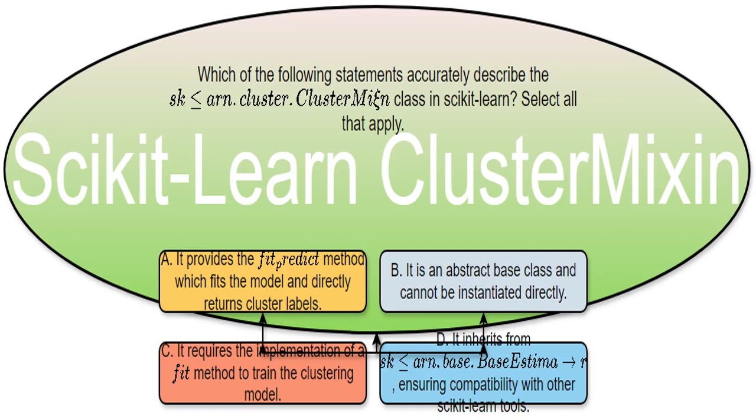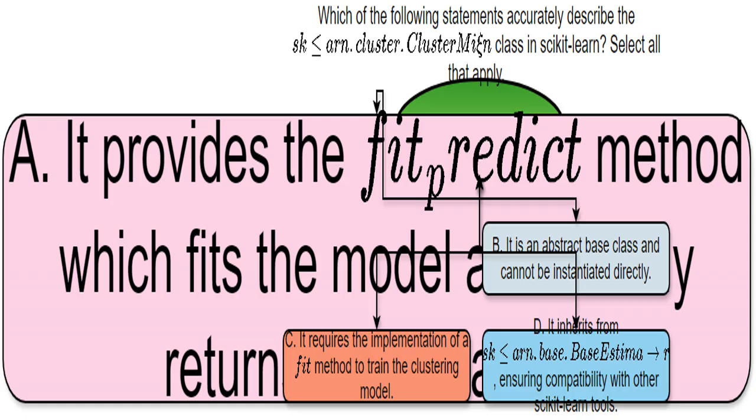This refers to a specific class, ClusterMixin, within the scikit-learn machine learning library. I'll focus on understanding what it does. This statement says that ClusterMixin has a convenient method called fit_predict. This method does two things at once.